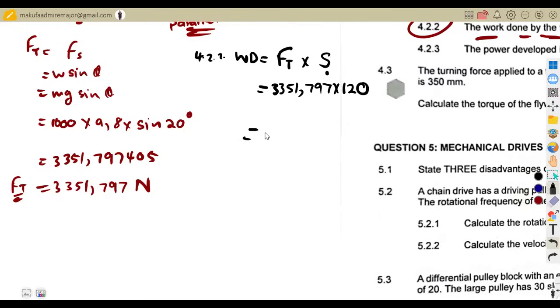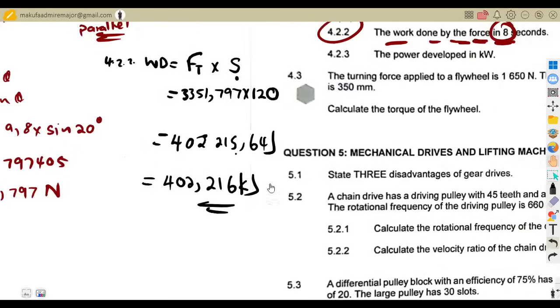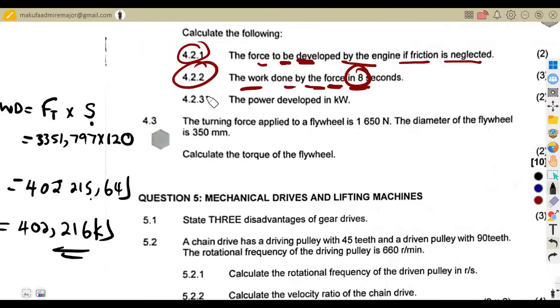All right. So that is going to be the work done. Remember, work done is measured in joules. So that is 402,215.64, something like that, in joules. So you can divide by 1,000. That's 402.216, rounded off, in kilojoules. All right. That is the work done. Actually, that is our total work done for that particular time frame. Then they want us to calculate the power developed in kilowatts.